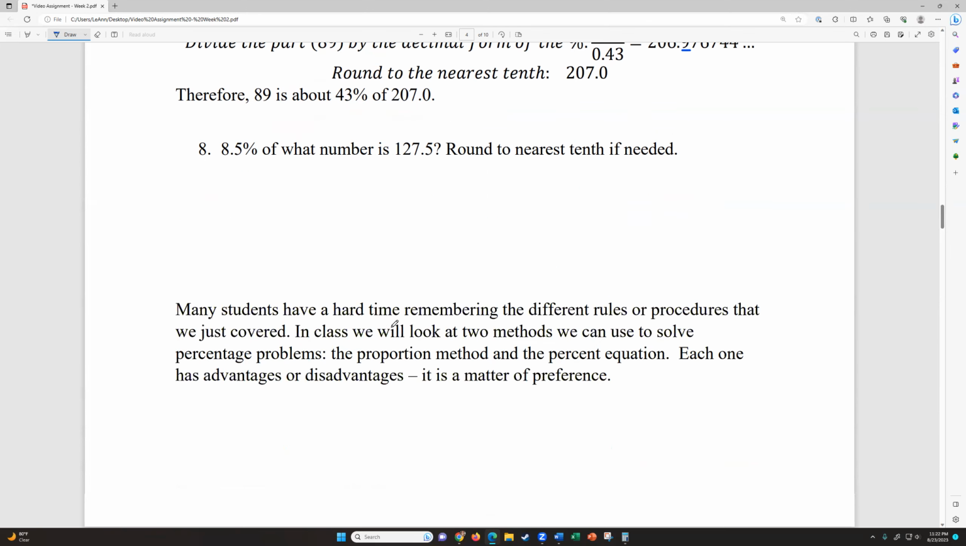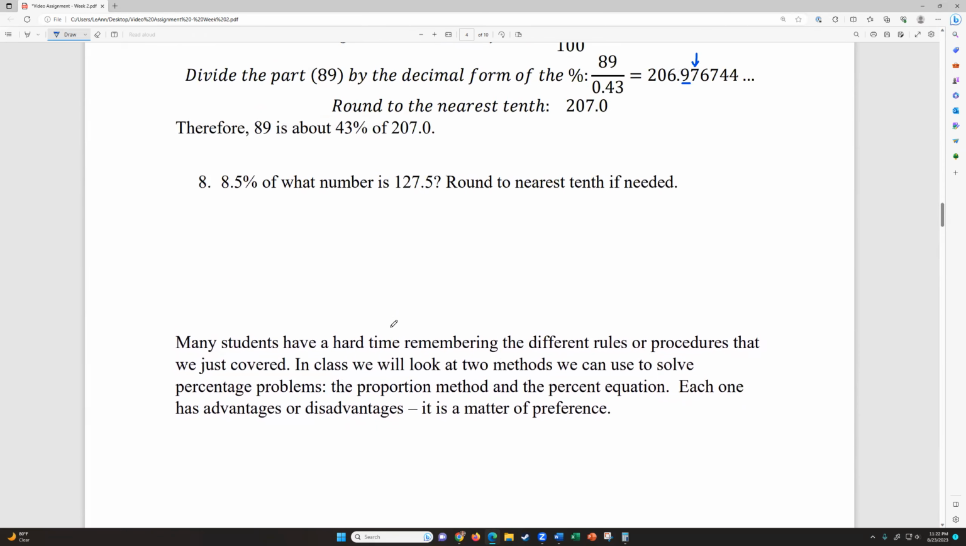All right, last one for our video 1. This says 8.5% of what number is, so notice that's the part here, 127.5. So we first turn this into a decimal, move it 2 places to the left, or divide by 100 if you prefer that. We're going to then take our part and divide it by the decimal form of our percent. And that's going to give us the estimate for our whole.